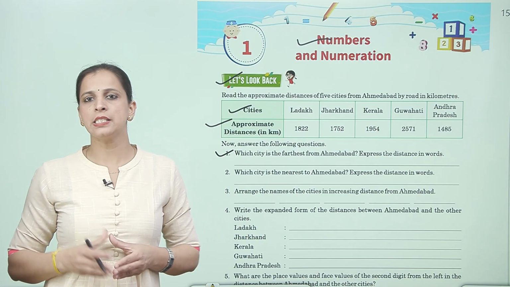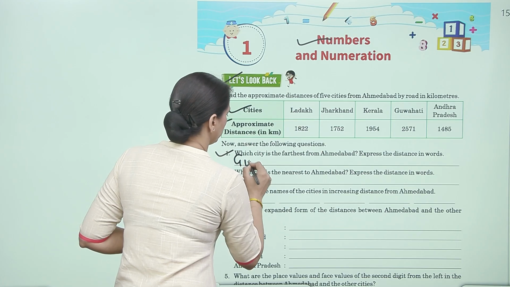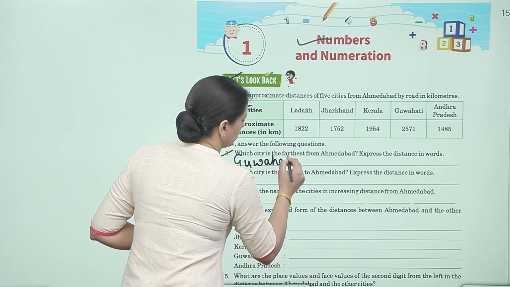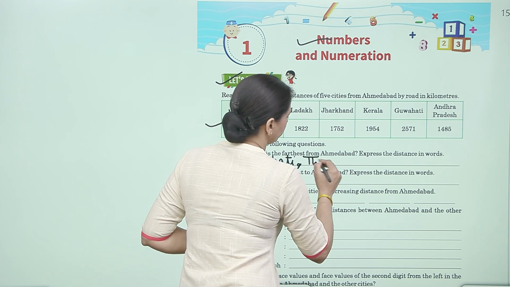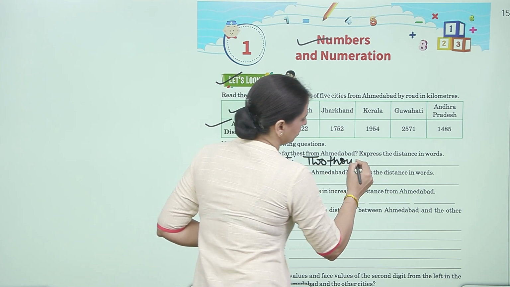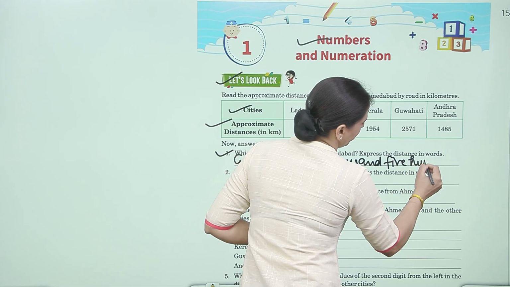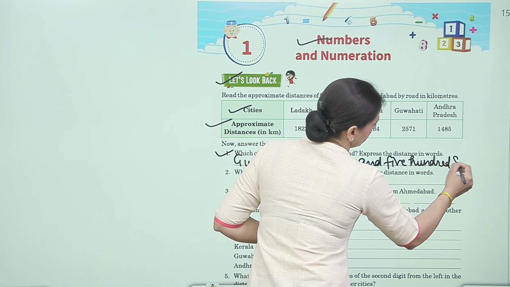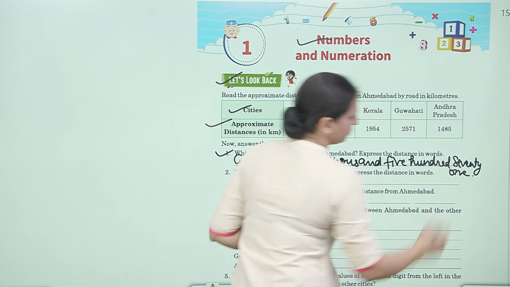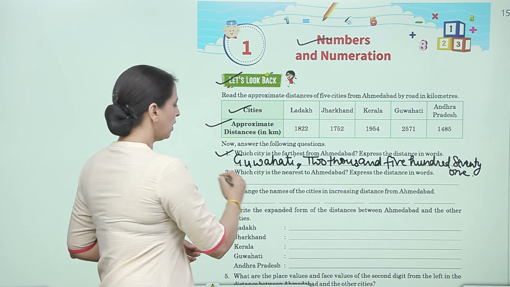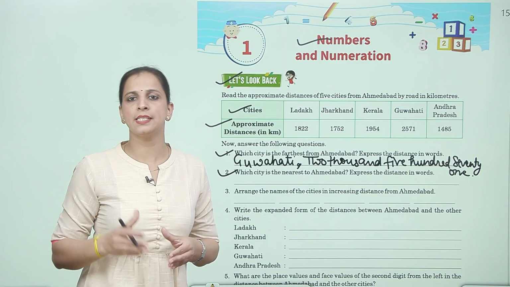Now which city is the farthest? That is Guwahati. And the distance is 2571. Now next, which city is the nearest to Ahmedabad? Express the distance in words.